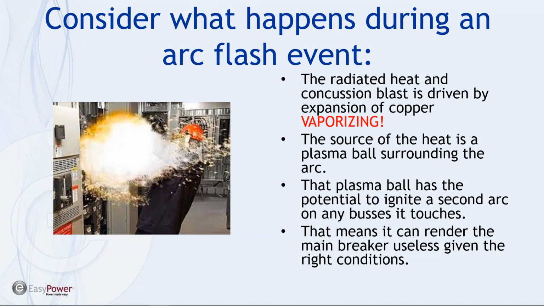So consider what happens during an arc flash event. The radiated heat and the concussion blast are driven by the expansion of copper as it vaporizes due to the heat in the plasma ball. The source of the heat is a plasma ball which is surrounding the arc. And that plasma ball, because it's ion rich, has the potential to ignite a second arc on any buses it touches. And that means it can render the main breaker useless given the right conditions.